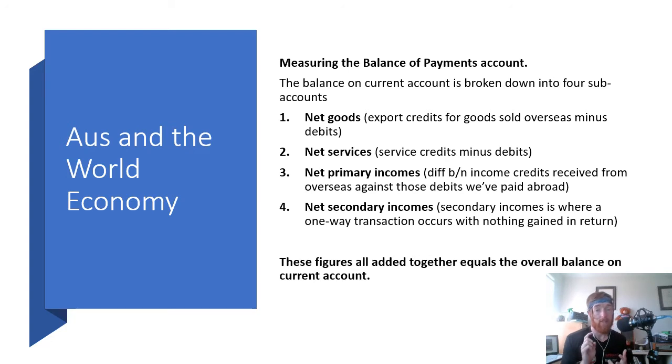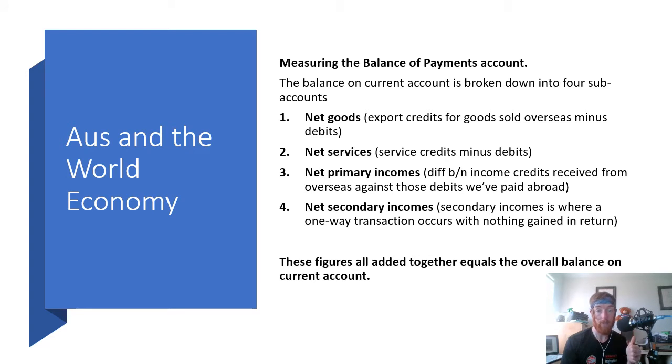So the balance of current account is broken into 4 sub-accounts. This is one of the main parts. This is one of the biggest ones that gets asked about pretty often, and it's probably also the easiest part to understand, so hopefully you get this pretty well. So there are 4 sub-accounts in the balance of payments that we look at the balance of.